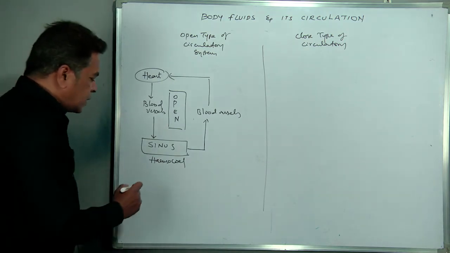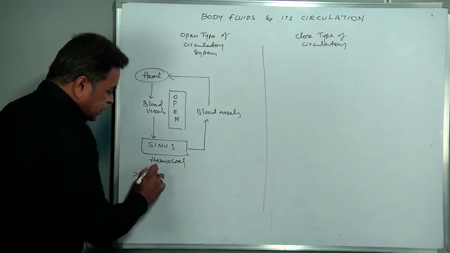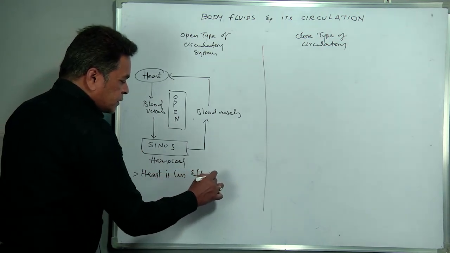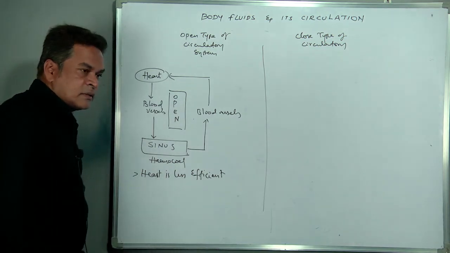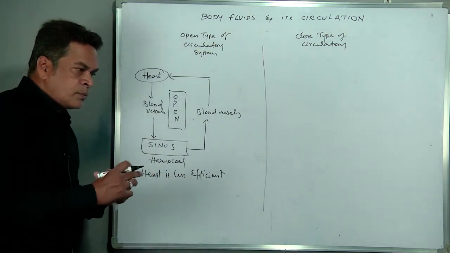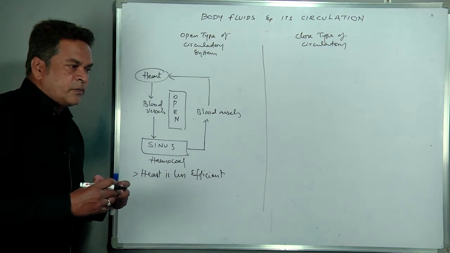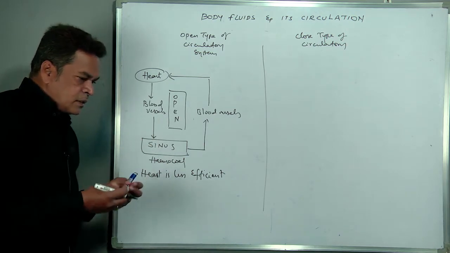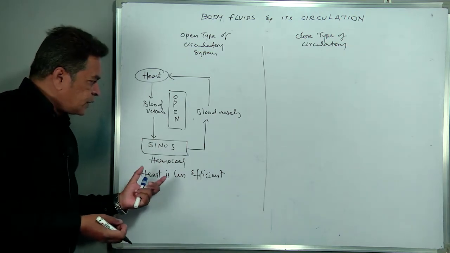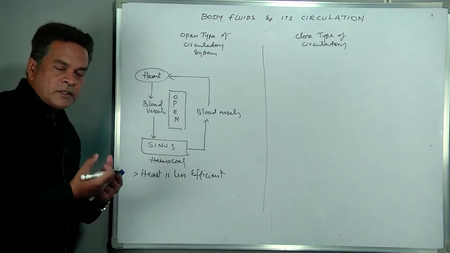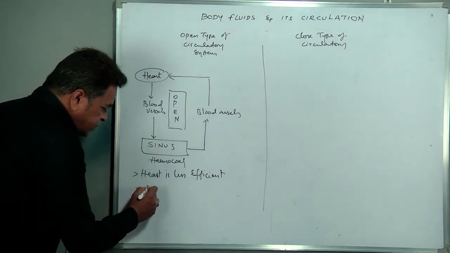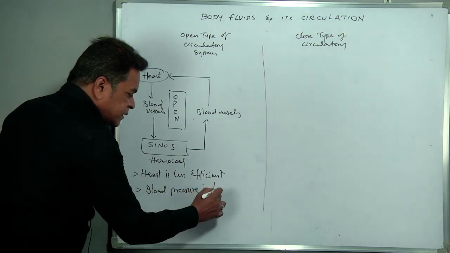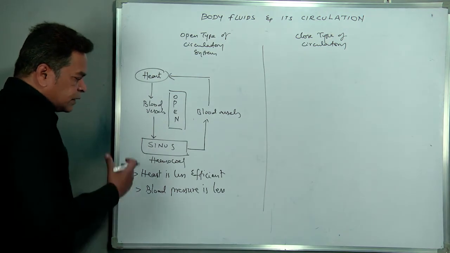That means here the heart is less efficient. Heart is less efficient. Why? The circulatory fluid is not closed. From the blood vessels, blood comes out. Therefore the heart will not develop much pressure. Therefore here the blood pressure is less, and the heart is less efficient.